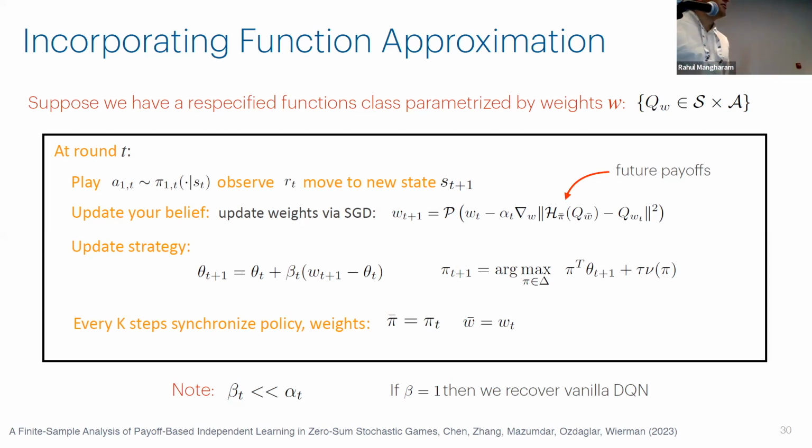Given that, what you're going to do is update your policy, right? You're going to update your policy parameters, and then you're going to take a softmax for your policy, right? And then every K steps, you synchronize the policy and the weights. And so this is basically exactly the pseudocode of the DQN algorithm. The only difference really is that we've separated the timescales of the belief update and the strategy update. And if they were basically the same, then we'd recover DQN.